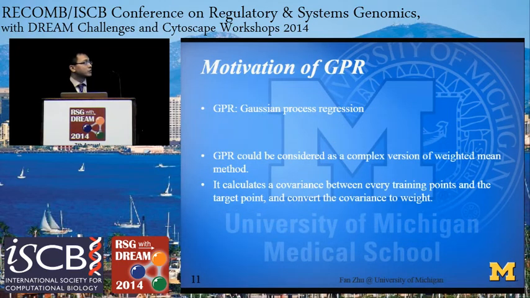So the method we used is called Gaussian process regression. It is not a simple linear or power or polynomial model. It can be considered as a much more complex version of the weighted mean method. It uses a covariance function to calculate the similarities between training samples and the target samples, and convert the covariance into weight.